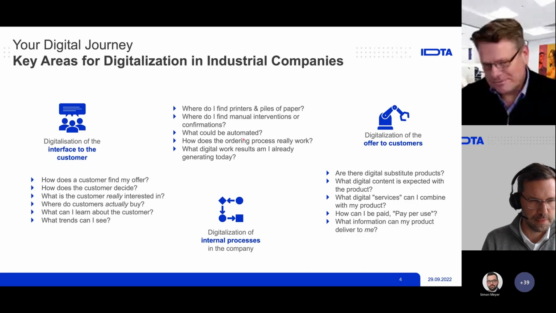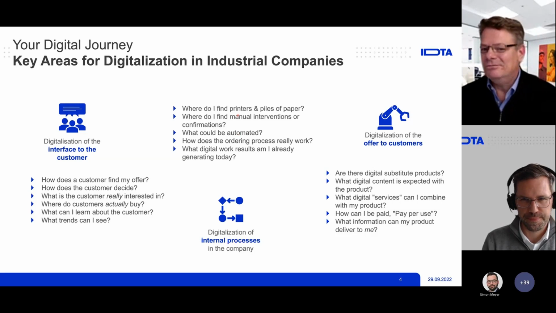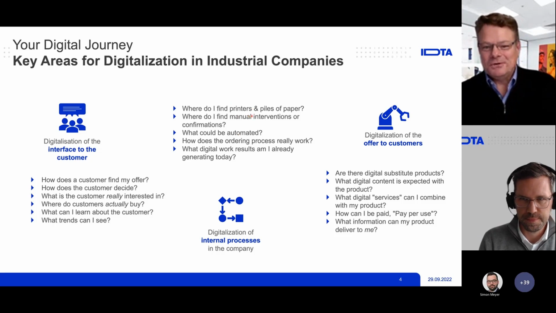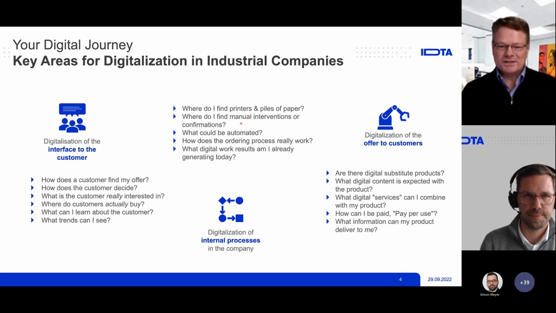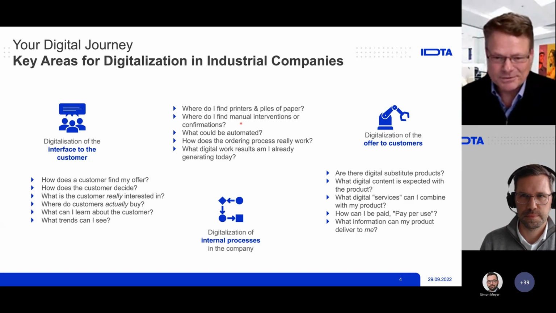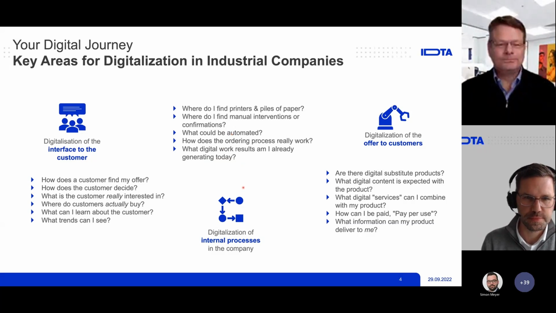And the 3rd column is the column where we are already very good. That is the automation and digitalization of internal processes. So where do you find printers and piles of papers? Where do you have manual interventions, people confirming suggestions from the ERP and so on? So that is something that is, I would say, already very well known.